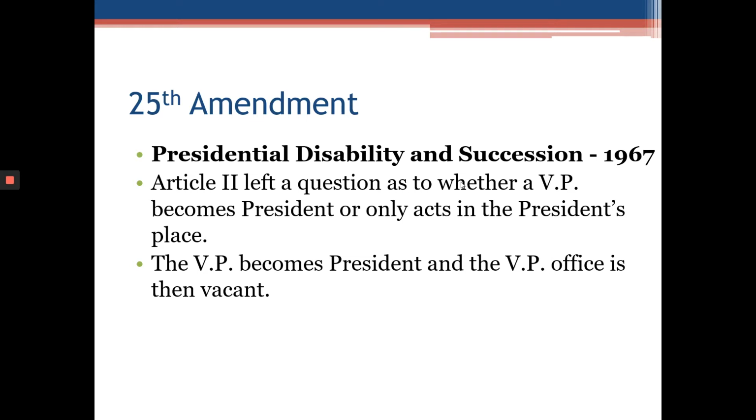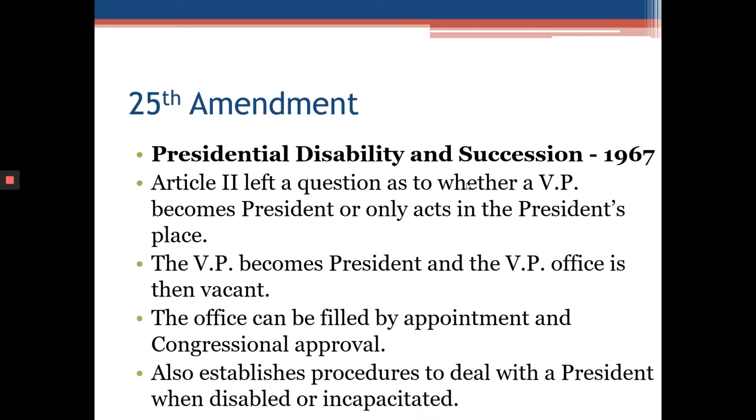So what happened was the vice president became president, but the vice president's office remained vacant. So they needed to find a way to fill this. And so the vice president becomes president. Then as president, he now appoints his vice president. The Senate approves that appointment, and they move on.